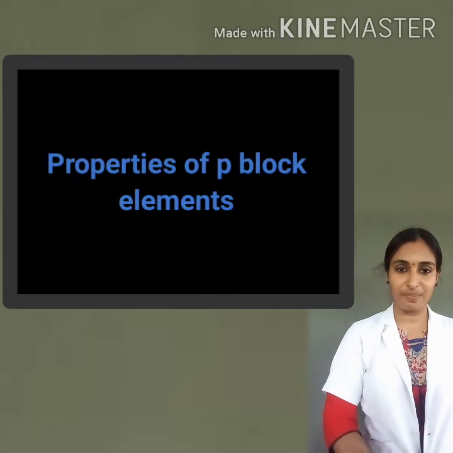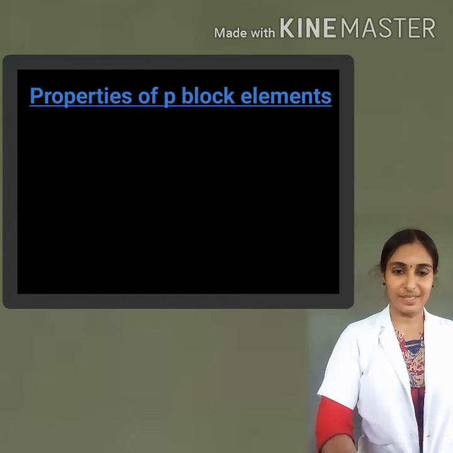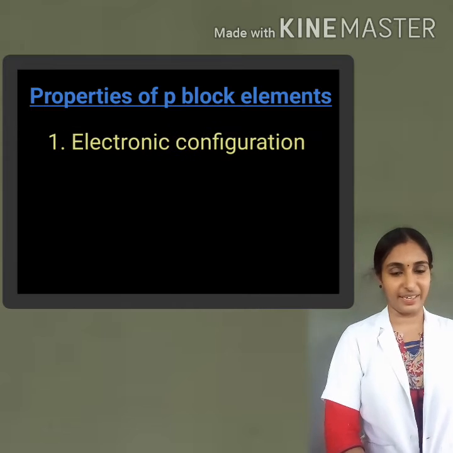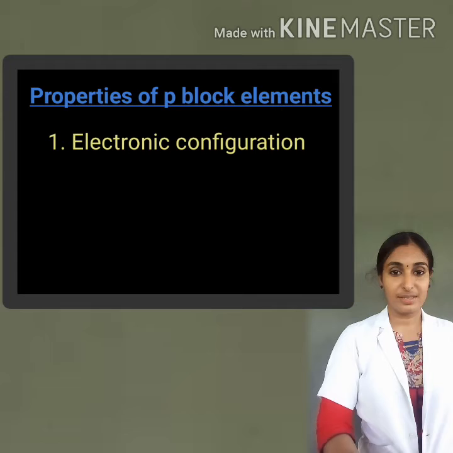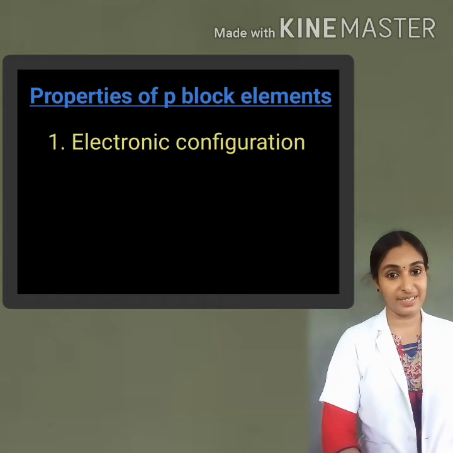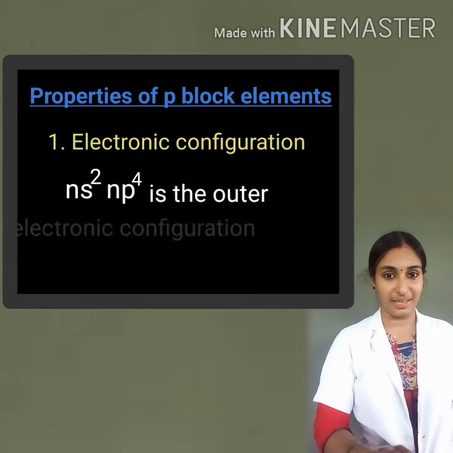Now let us look at some of the properties of P block elements. First, their electronic configuration. 16th group elements have 6 electrons in their outermost shell. So the outer electronic configuration is ns2np4.